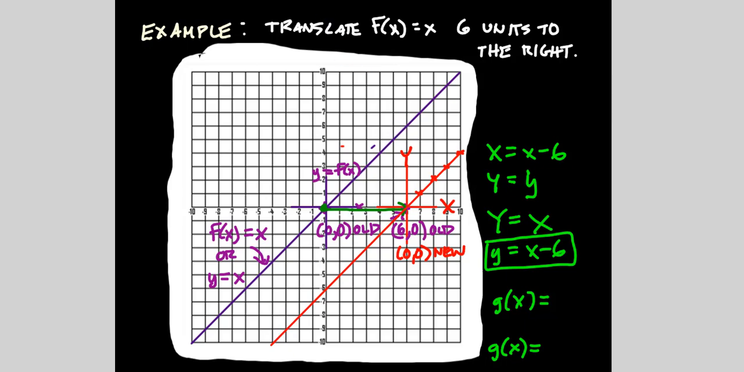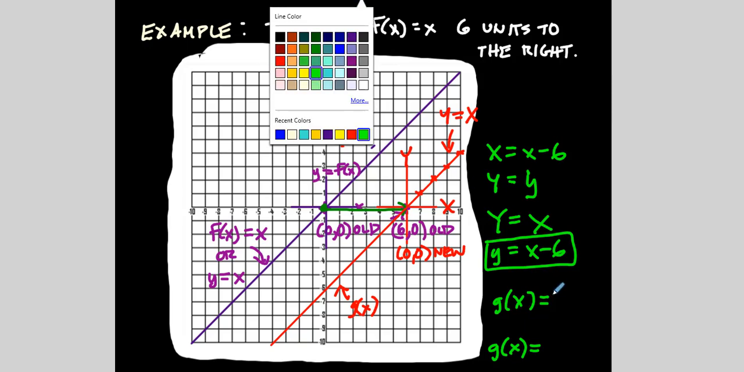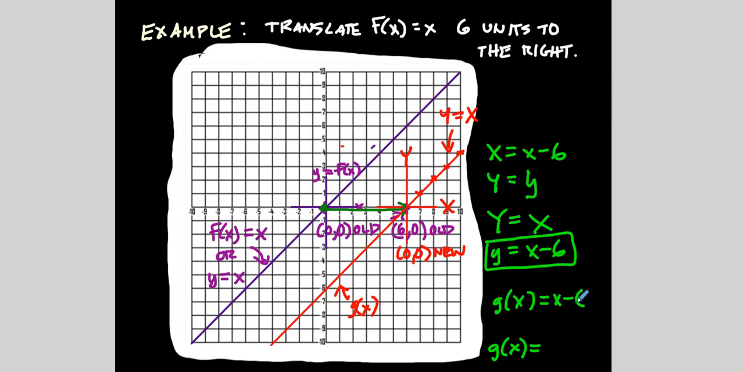Okay, so in terms of our new coordinate system, this is actually capital Y equals X. In terms of our old coordinate system, it's y equals x minus 6. Let's call this new function g of x. Well, g of x would be little x minus 6, and you can also see this written as f of x minus 6. That's another way it's sometimes written.